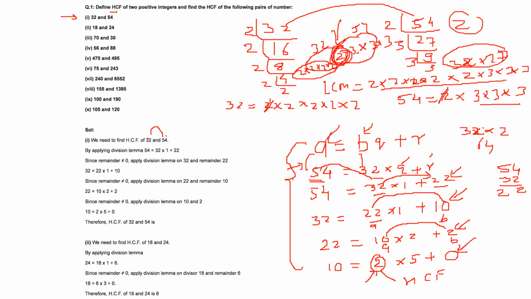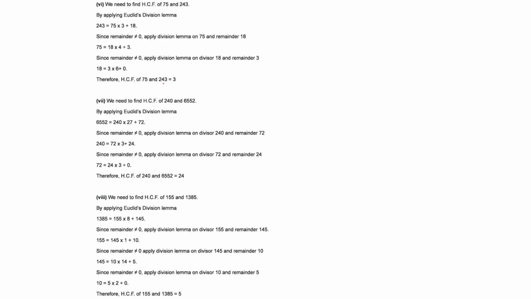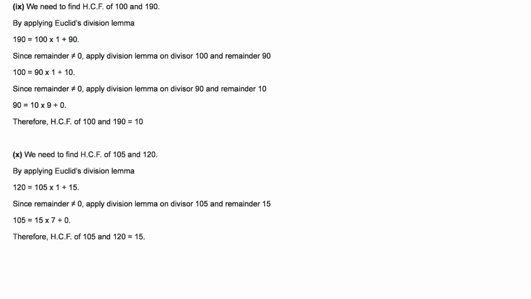Now, we will take one more example. Let us take the last one, because all of them are the same. So, let me take an example of 100 and 190. I'll again start with this. Now, here we have to see which one is the greater one. 190 is greater than 100. So, this has to be A, this has to be B.